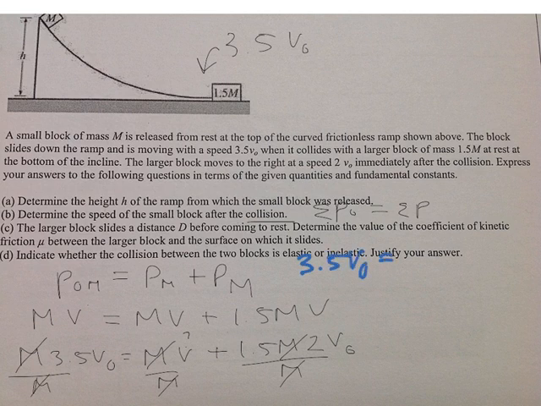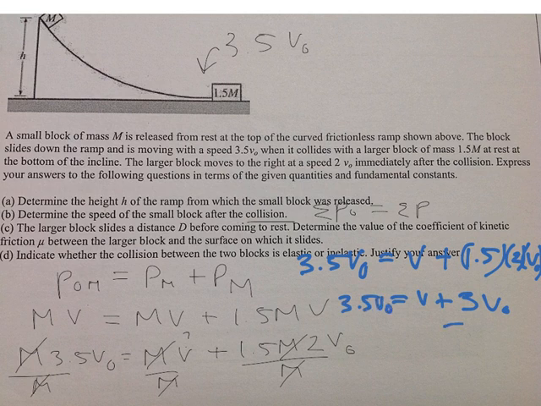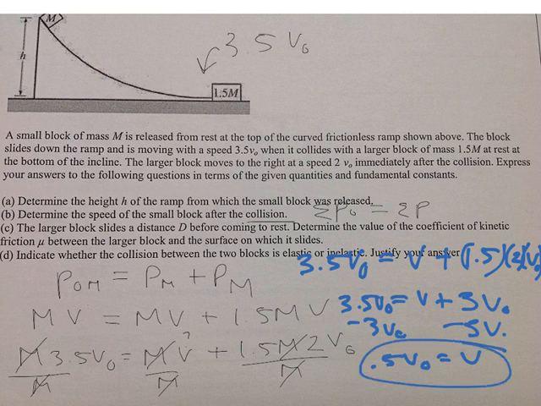3.5 v naught should be equal to whatever our v is plus 1.5 times 2 v naught. Hopefully you know 1.5 times 2 is just 3. So we have 3 v naught plus v equals 3.5 v naught. And lastly, to solve, move everything to the other side. So we're going to get 0.5 v naught is equal to our v for our smaller block.